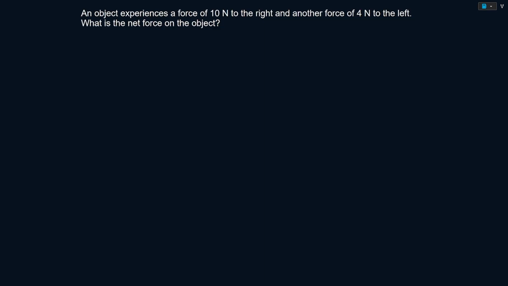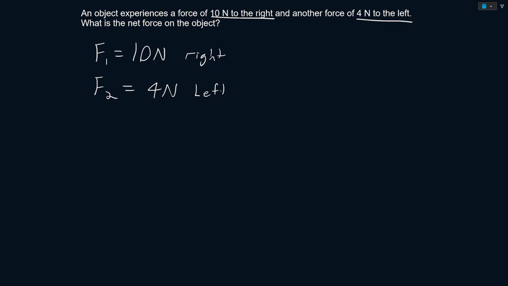An object experiences a force of 10 newtons to the right and another force of 4 newtons to the left. What is the net force on the object? First, let's identify our variables. Force 1 is equal to 10 newtons in the right direction. Force 2 is equal to 4 newtons in the left direction. What we're trying to find is the net force on the object.